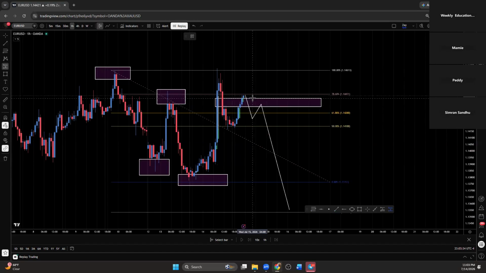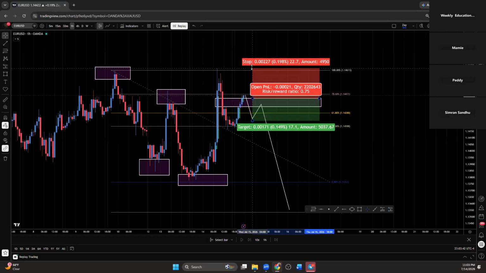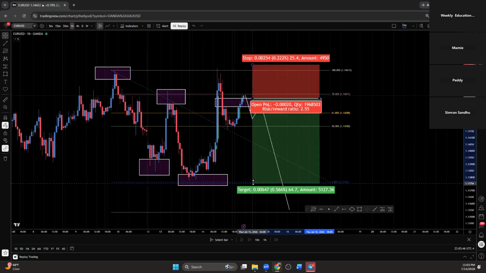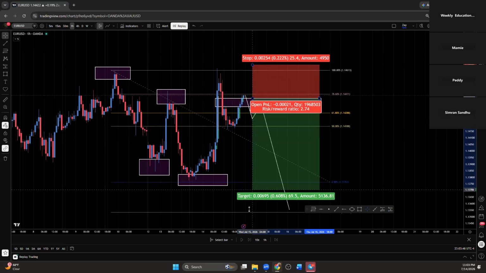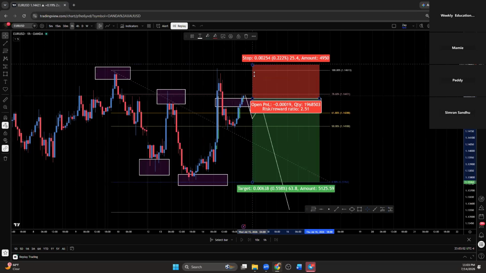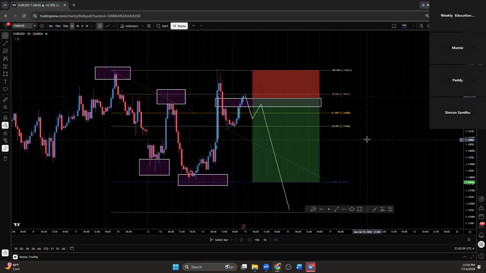This would be the area that I would probably look to sell off in. Let's say I sell right at the beginning of this fair value gap, which is probably right here. I'd be in a little bit of drawdown at the moment, which is fine. Stop loss would be about 25 pips, and I'd take profit either here or right here, whatever gives me a 1 to 3 from here. Right now, my entry was like 1.14449.